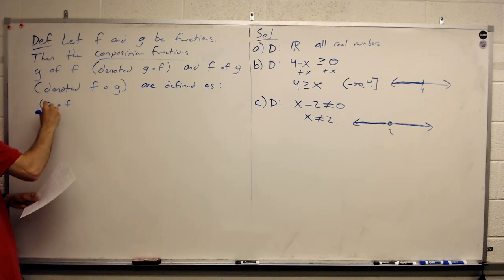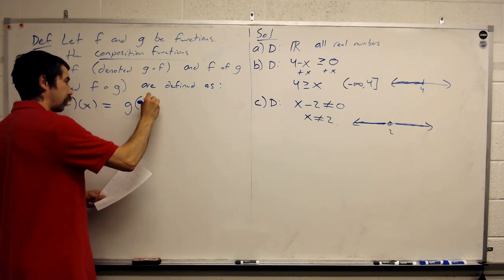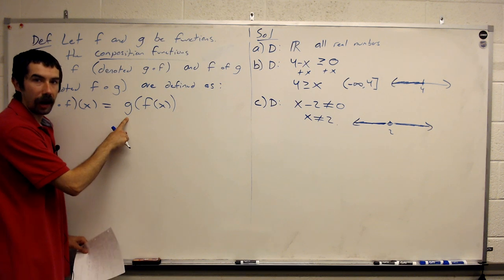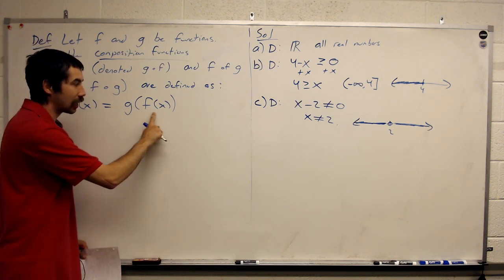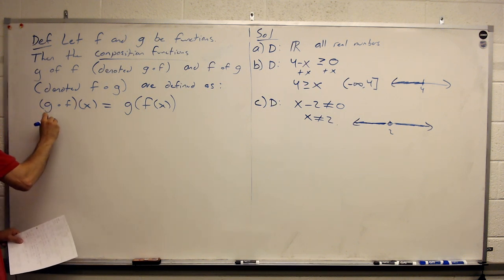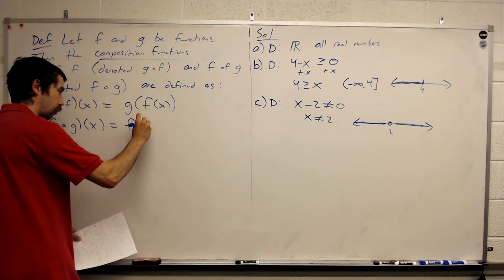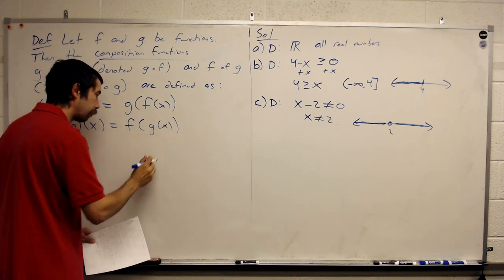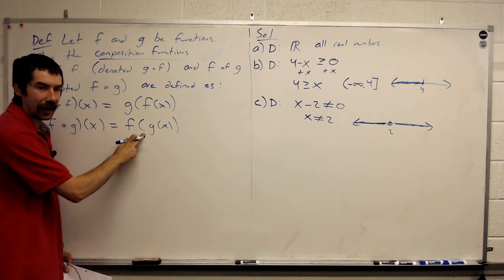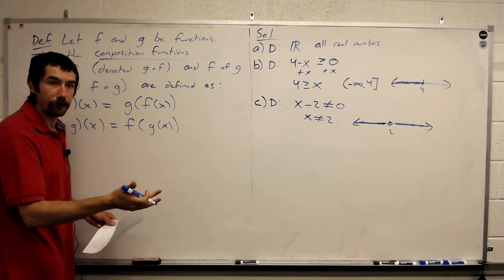g of f of x is equal to g of f of x. We take our g function, wherever we see an x, we replace it with the entire f function. For f of g of x, we take our f function. Wherever we see an x, we replace it with the entire g function. These are going to result in new functions.